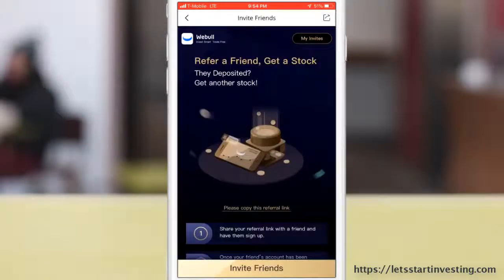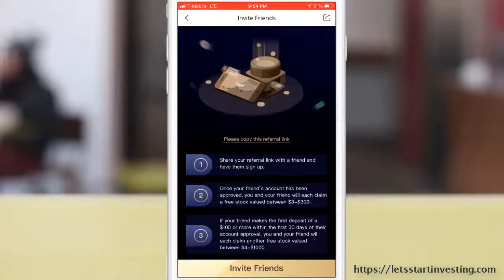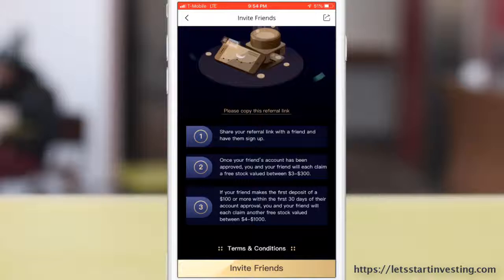So similar to Robinhood. In Robinhood, if you refer a friend to open an account, you get a stock that ranges between $2.50 to $200. What they do is Webull will give you a stock that ranges between $3 and $300. So by you referring a friend, you and your friend will both get a stock. It's random. You don't know which one you're going to get. The one I got recently was worth about 4 something for APEV, and I mean it's not bad.